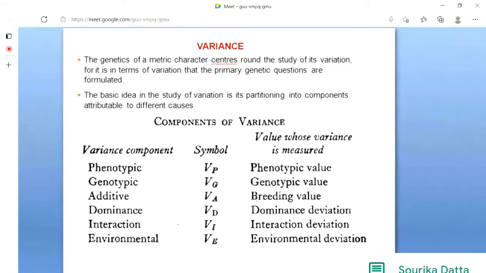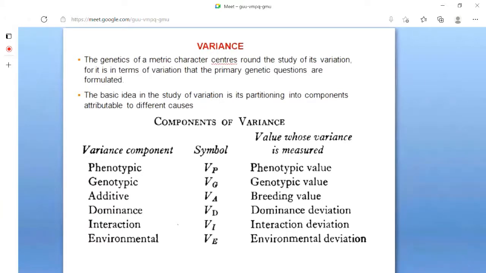Then we have discussed the estimation of heritability. It can be done in many ways: half-sib analysis, full-sib analysis, variance, offspring-parent correlation, regression, and selection.